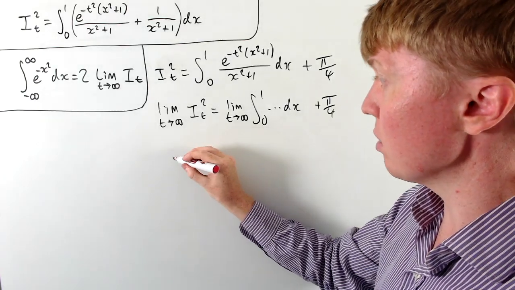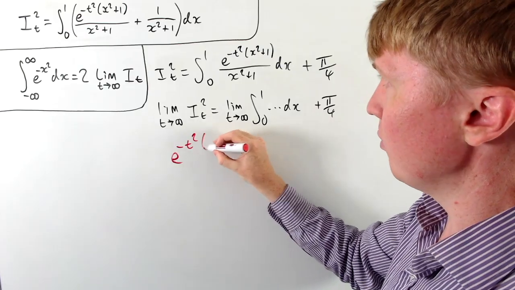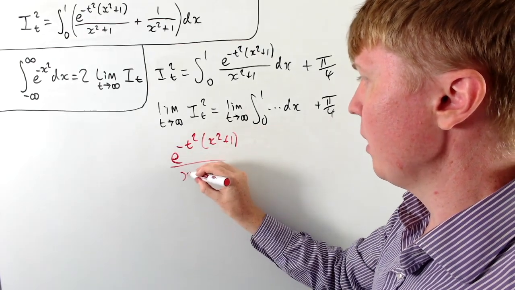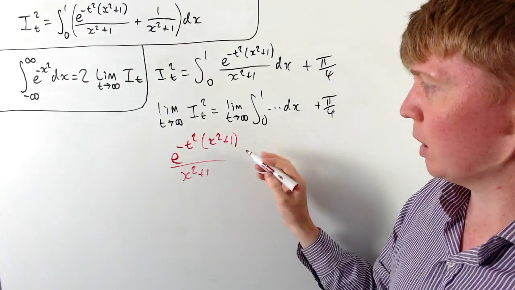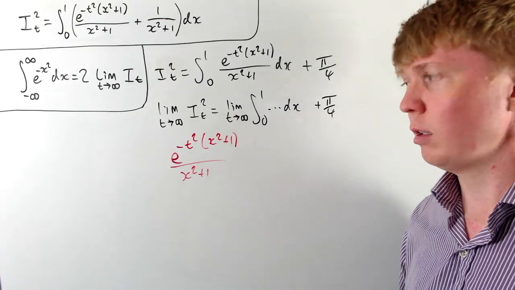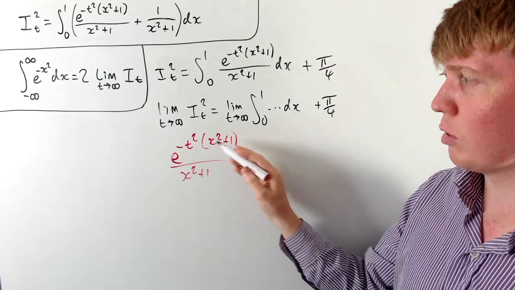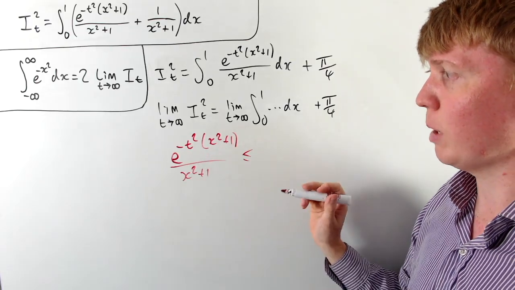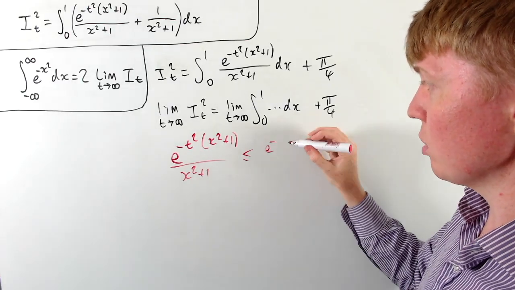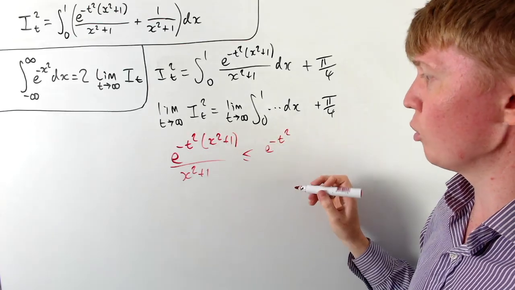We can think about this as, for all values of x between 0 and 1, e to the negative t squared times x squared plus 1 over x squared plus 1. What is the biggest possible value this could take for x between 0 and 1? Well, first of all, with our numerator, the biggest this could be, you want to actually have a small power because it's a negative power, so you would just take x is 0, so the biggest this could possibly be would be e to the negative t squared, just have 0 plus 1.